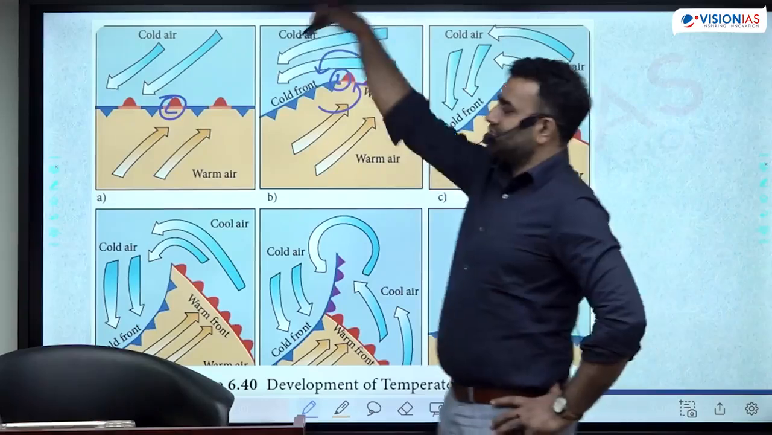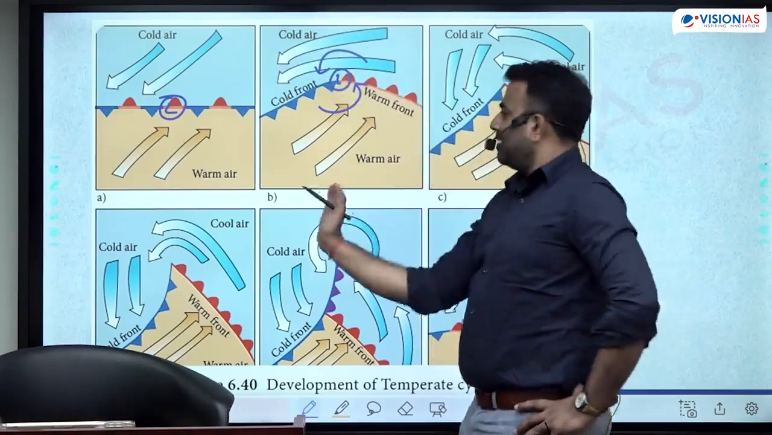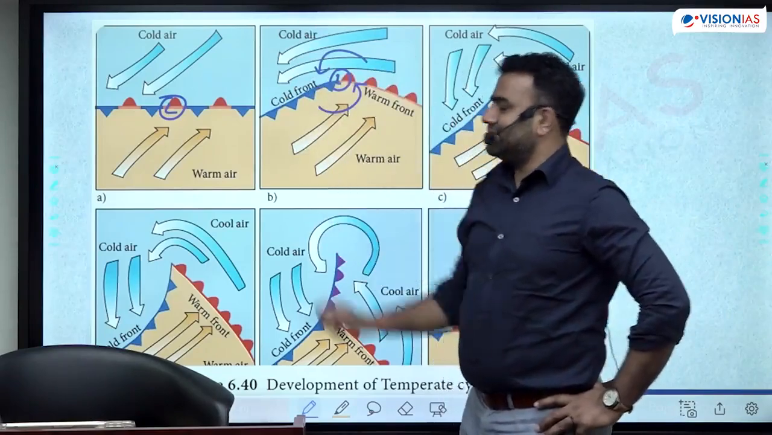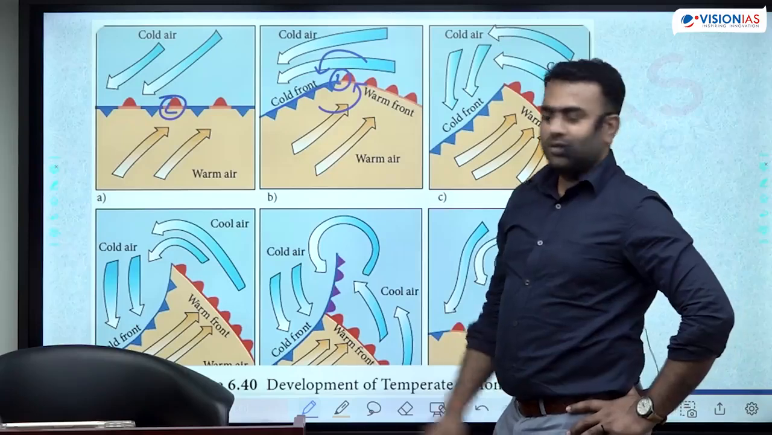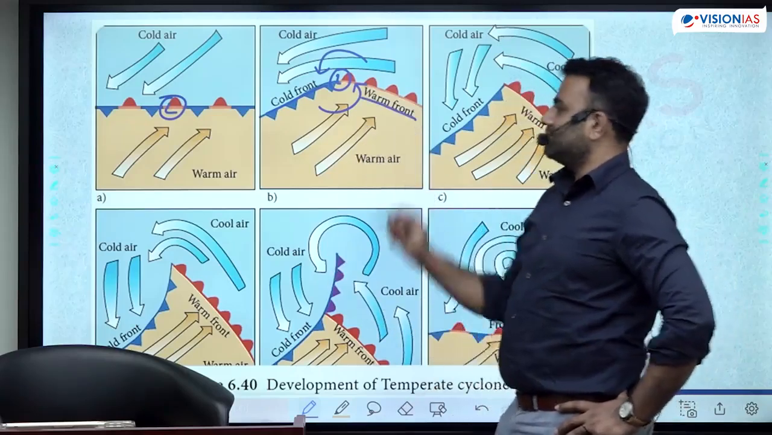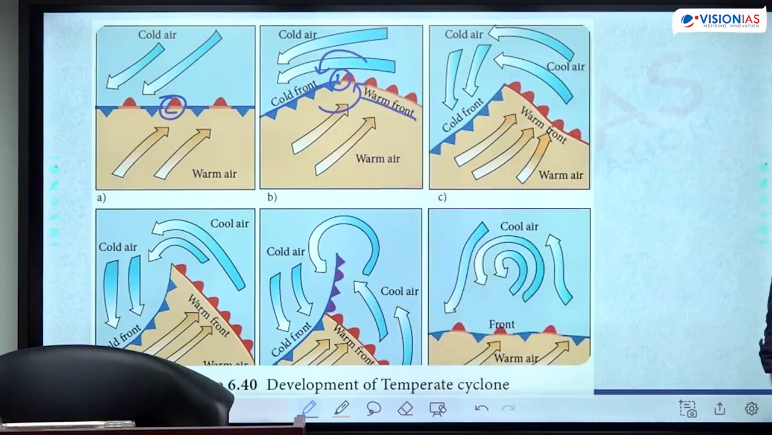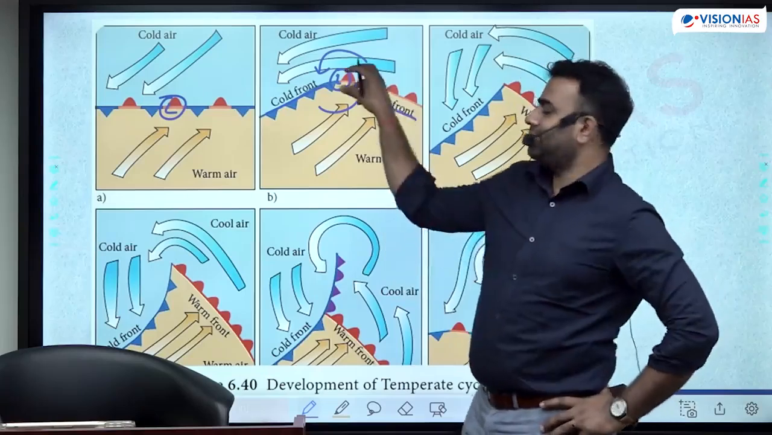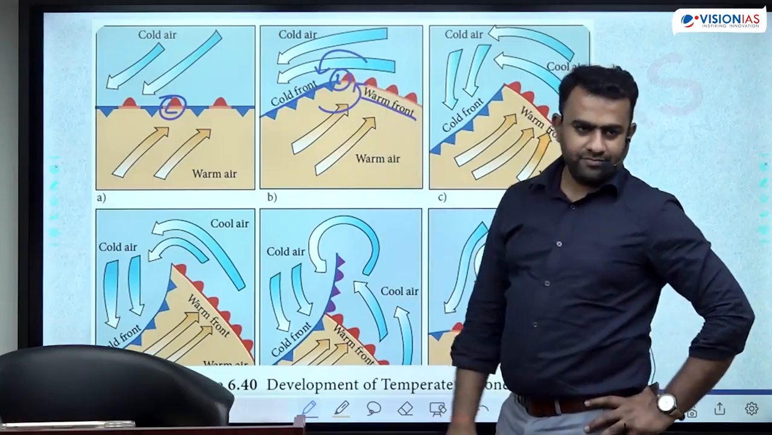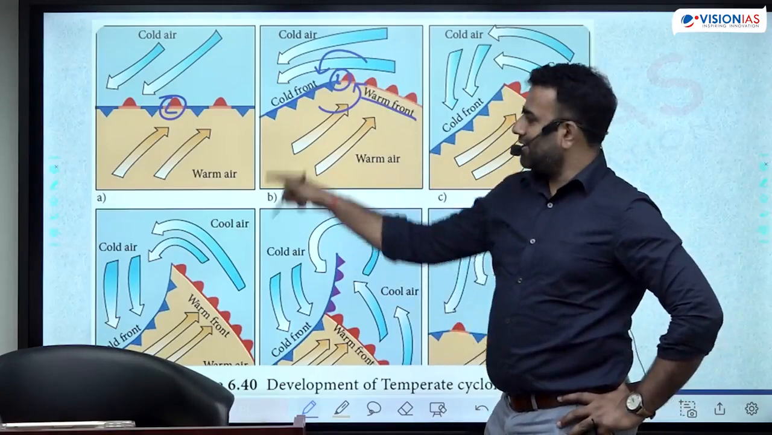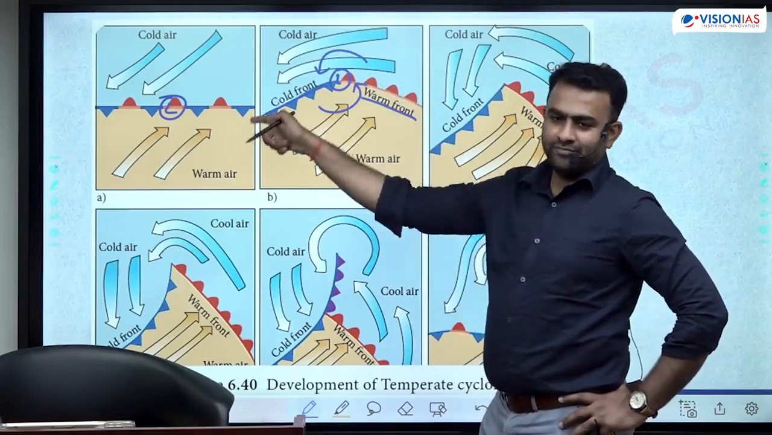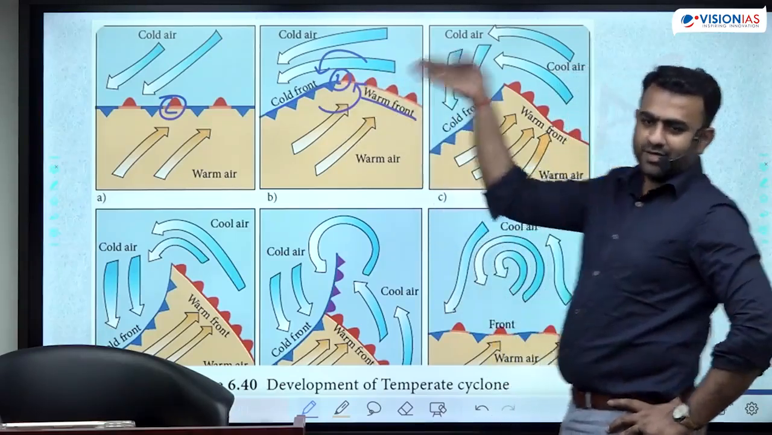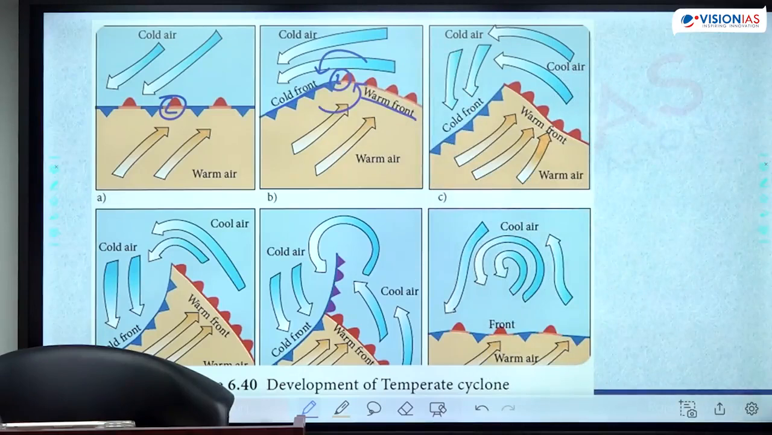That will push the cold air from this side and warm air from this side. Cold air gets pushed from this side, warm air gets pushed from this side. The movement of cold air in this direction results in the formation of a cold front. The movement of warm air in this direction results in the formation of a warm front. So on one side there is a cold front, on another side there is a warm front, in between there is a low pressure. It takes the shape of a wave. Therefore this is called a wave front. It is associated with the wave front, therefore it is also called a wave cyclone.